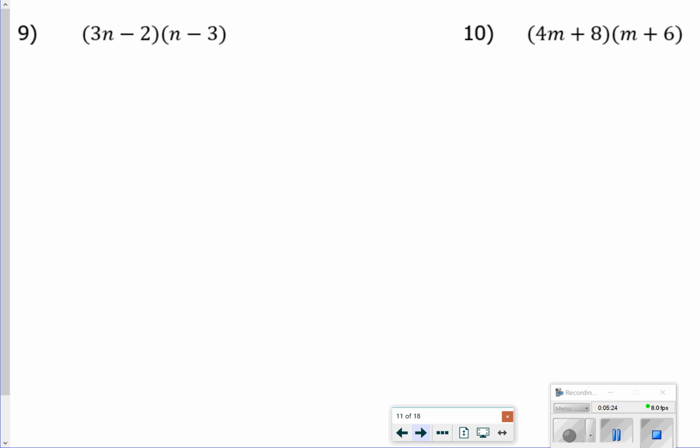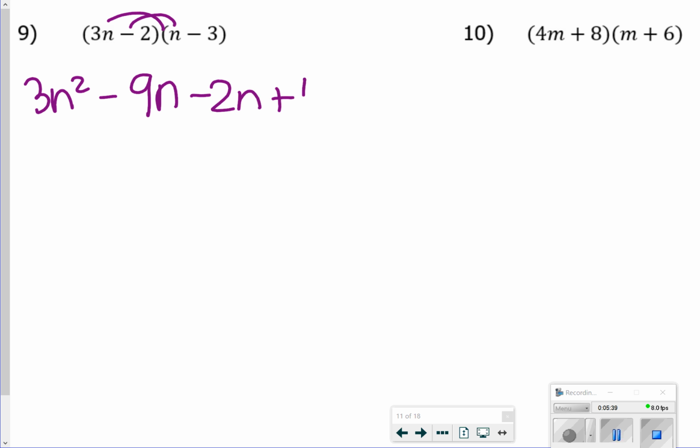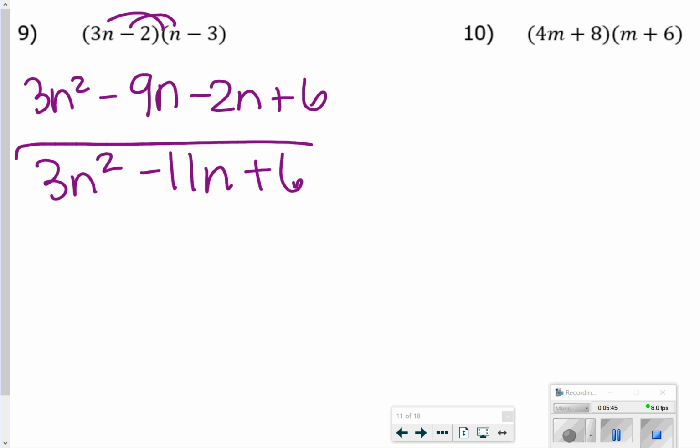Number 9, again, we're going to FOIL here, so 3n times n, that's 3n squared. 3n times negative 3, that's negative 9n. We have negative 2 times n, that's negative 2n, and then negative 2 times negative 3, that's positive 6. So we'll have 3n squared minus 11n plus 6.